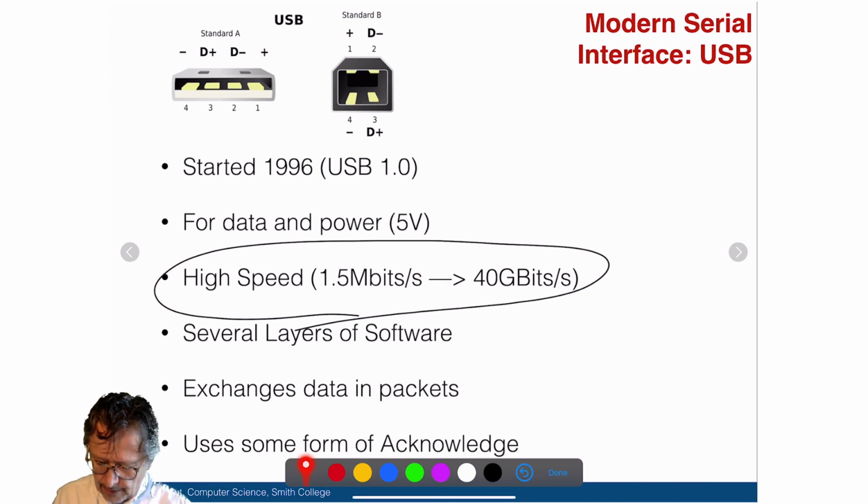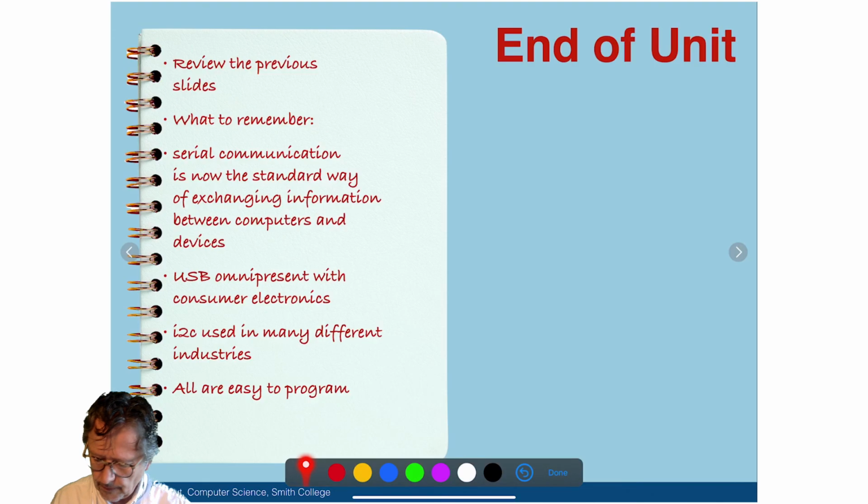All right, and that's it. So what I would suggest you do is, again, I think it's a good idea to review the slides. If there's anything that doesn't make sense, go back. What are the things that you should remember? So serial communication is now the standard for exchanging information between computers and devices. So it's good to have, this is a long unit, but it's good to spend the time to understand what it entails.